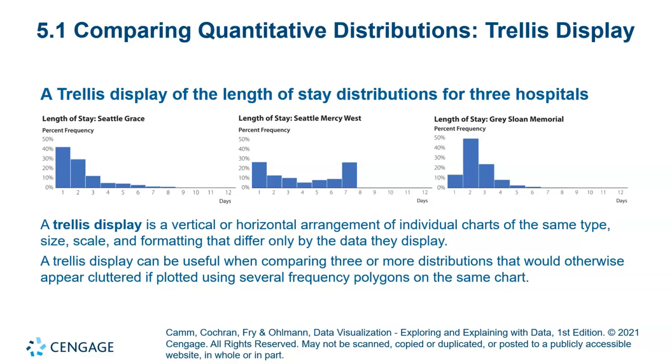Now this one is called the trellis display, of the length of stay distribution for 3 hospitals. This is the data for the 3 hospitals, Seattle Grace, Seattle West, and Seattle Sloan Memorial. They have vertical and horizontal arrangements of individual charts of the same type, size, scale, and formatting.